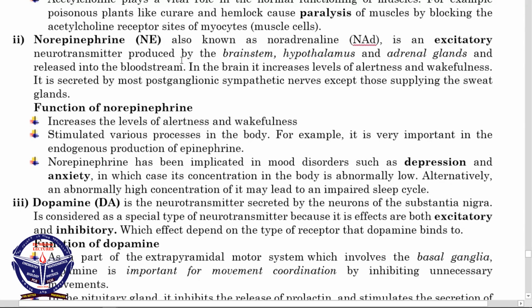released into the bloodstream. So sometimes this noradrenaline is considered an endocrine hormone, because endocrine hormones are molecules which are produced by glands and then transported by the bloodstream to the targeted organs. So norepinephrine can be sometimes regarded as a hormone and sometimes as a neurotransmitter. So in the brain it increases the levels of alertness and wakefulness, yani mtu kuwa mchangamfu.